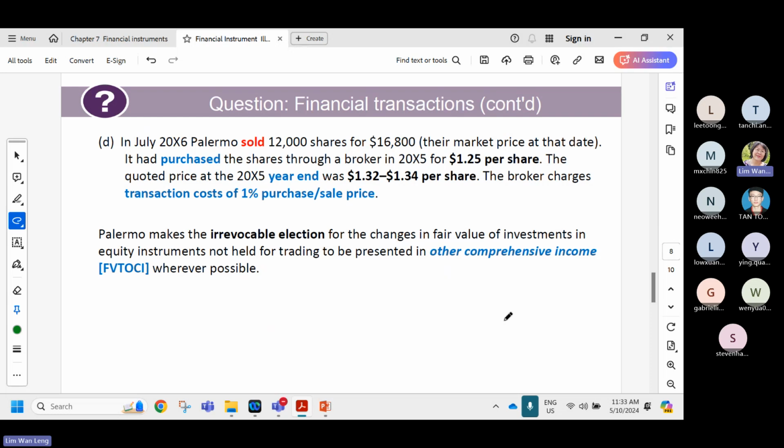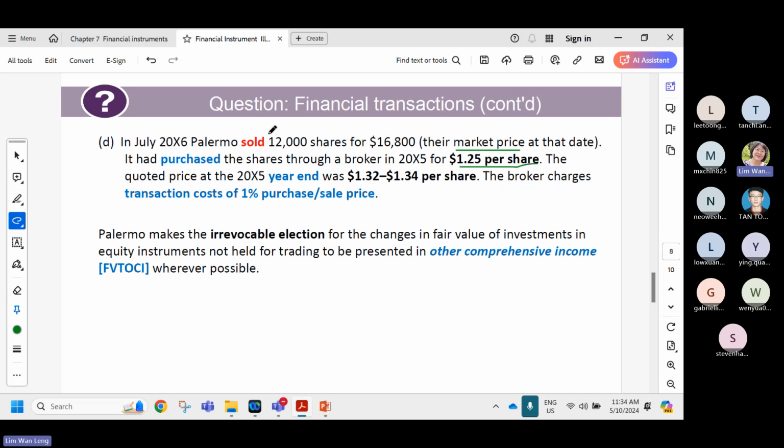Now that we are going to look at no more purchases, now we look at the sales. So you're going to sell off your shares. In July 20X6, Palermo sold 12,000 shares for 16,800 at their market price on that day. So they sold off their shares. It has purchased the shares through a broker in 20X5 for 1.25 per share.